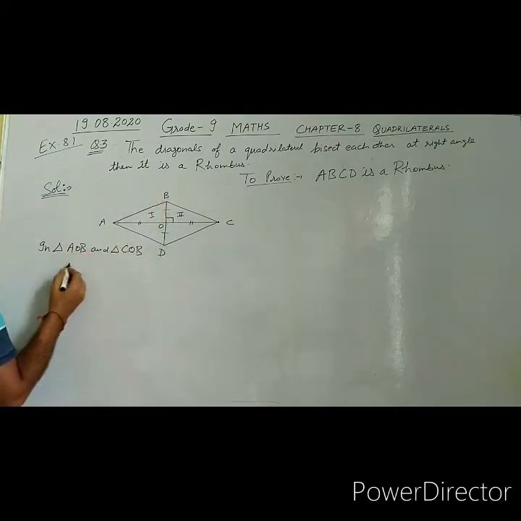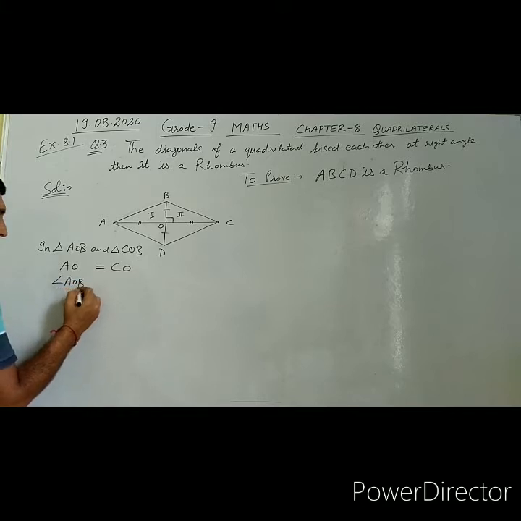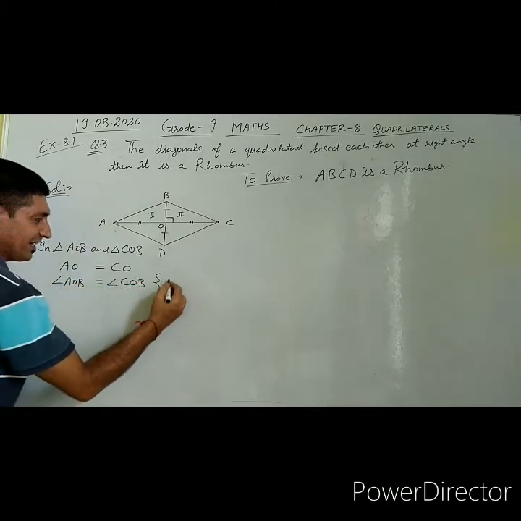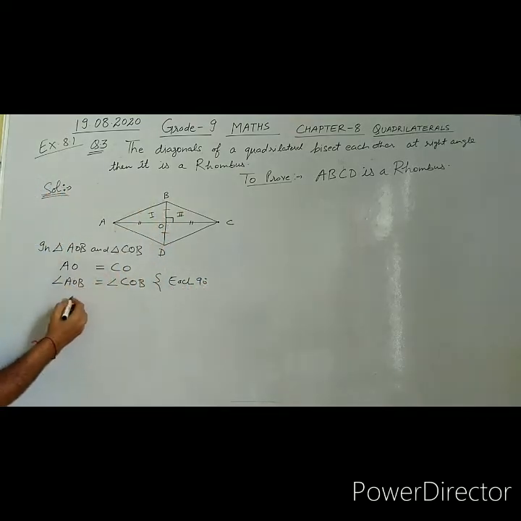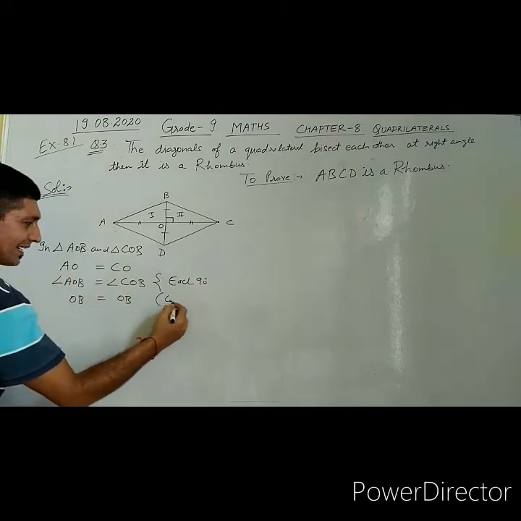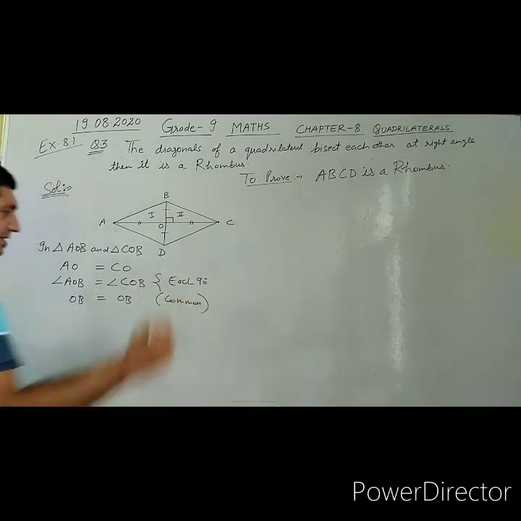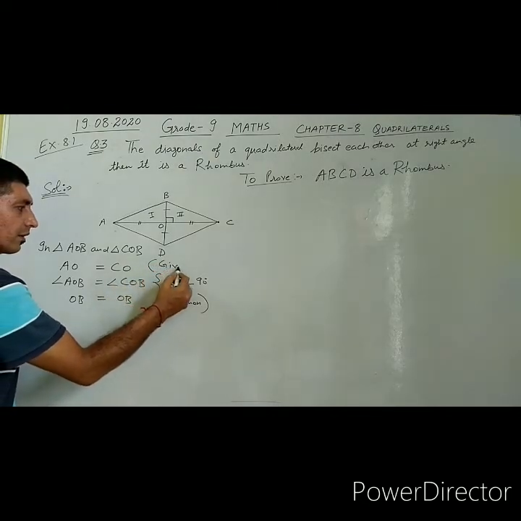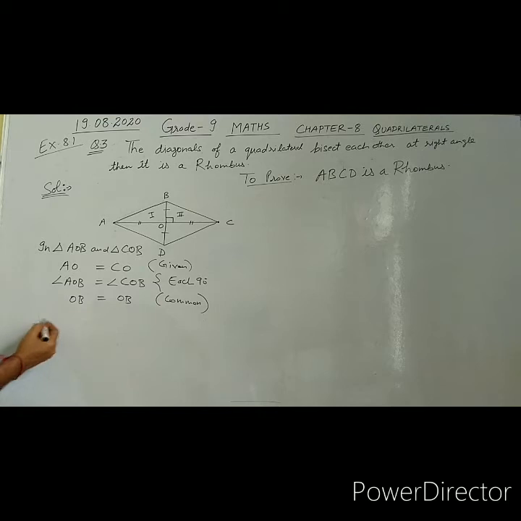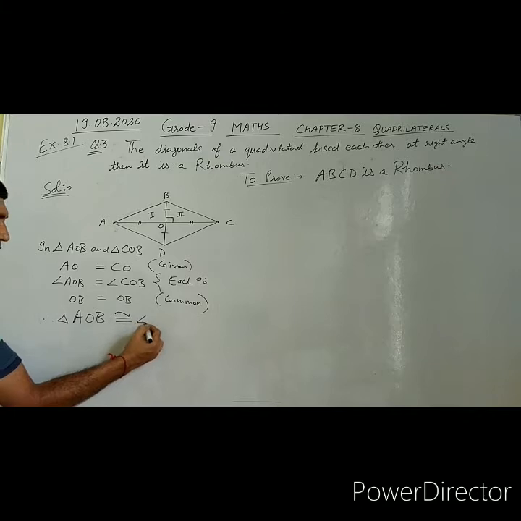We have AO equal to CO, right? And angle AOB is equal to angle COB, each 90 degrees. Now the side OB is equal to OB. It is a common side. AO equals CO is given in the question. So, therefore, triangle AOB is congruent to triangle COB.